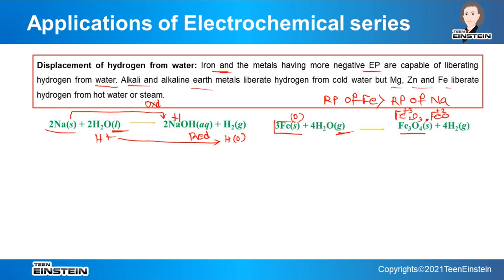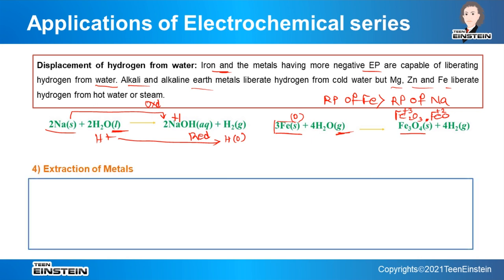So different types of displacement are there. Metal is displacing metal from its salt solution. Metal is displacing hydrogen from acid. Metal is displacing hydrogen from water, and a non-metal is displacing another non-metal from its salt. Okay, different types of displacement.